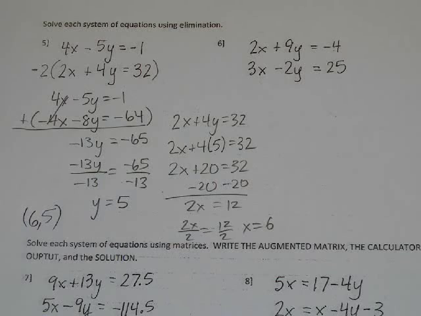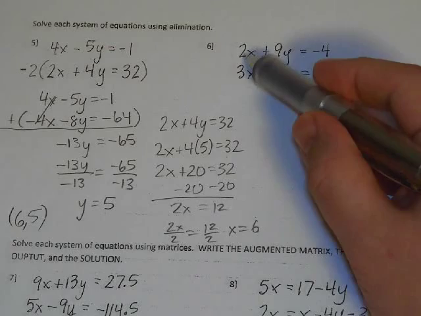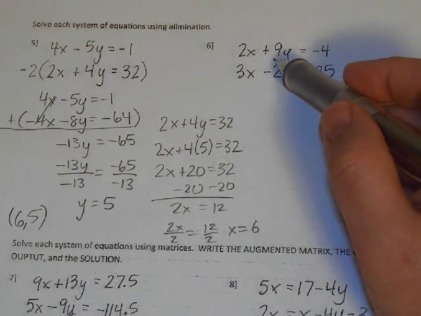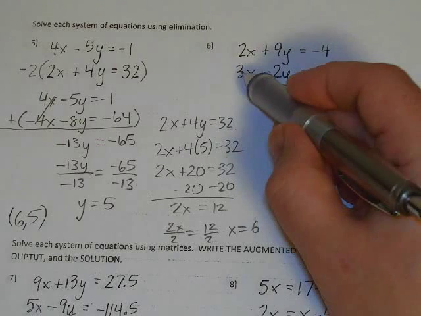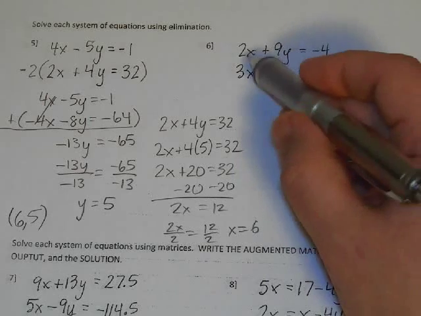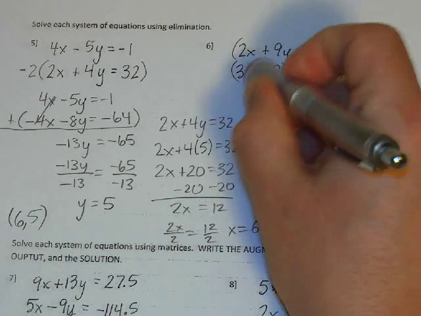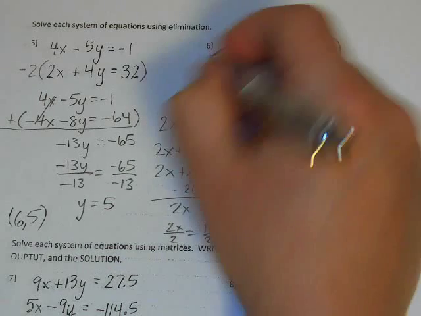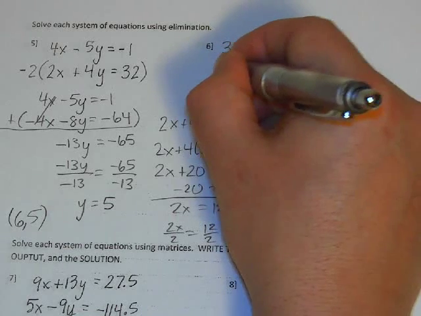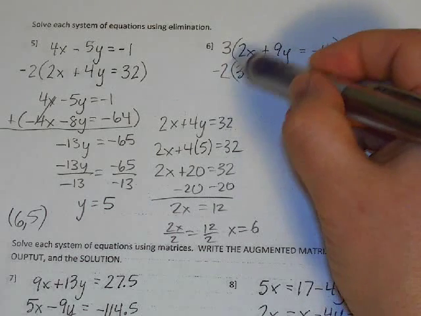Okay, number 6, once again, we're going to need to multiply. Look, 2 doesn't go into 3 evenly, and 2 doesn't go into 9 evenly, so I'm going to multiply both equations. I'm going to focus on the x, just because these are smaller than 9. And the least common multiple is 6. So I'm going to multiply the top one by 3, and the bottom equation by negative 2. Notice that the number parts are just flopped, and this will always work.